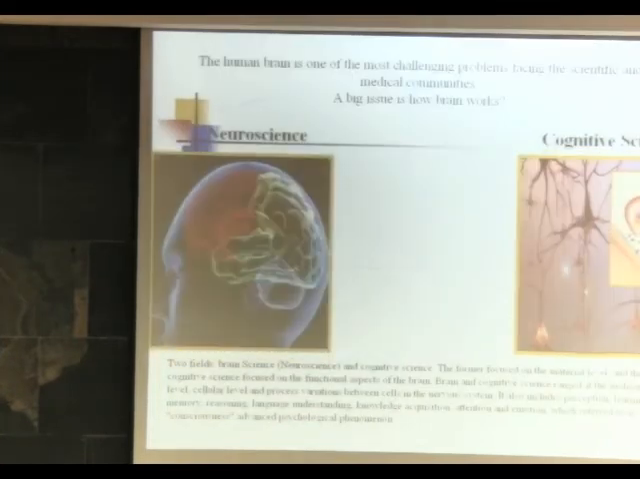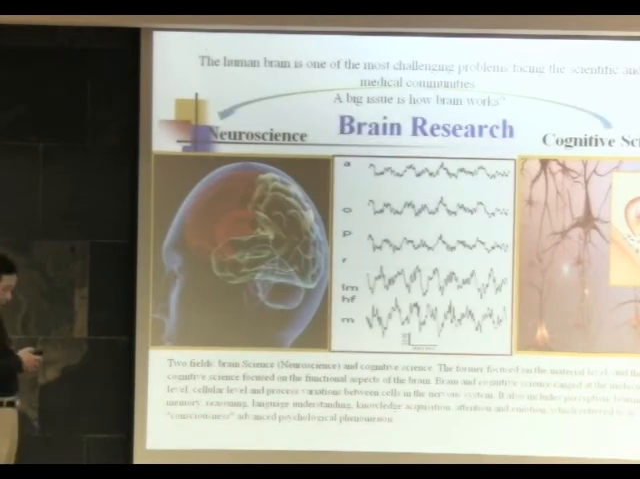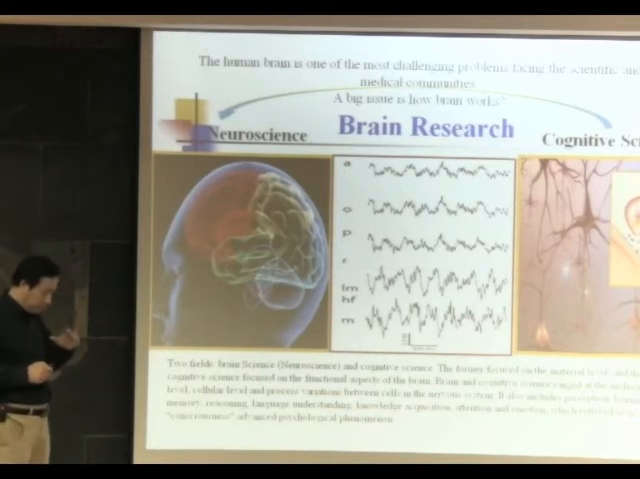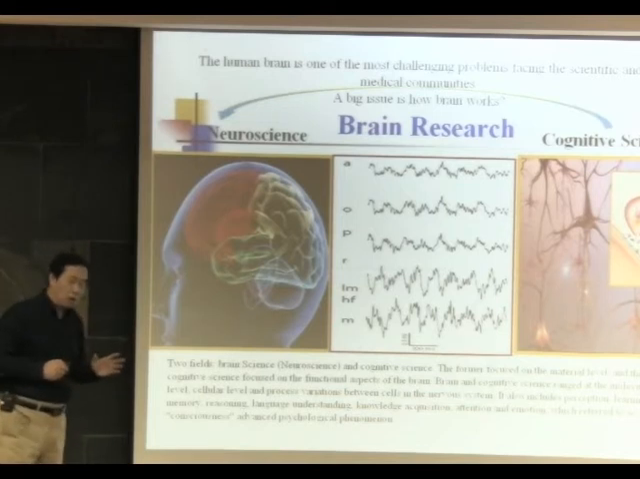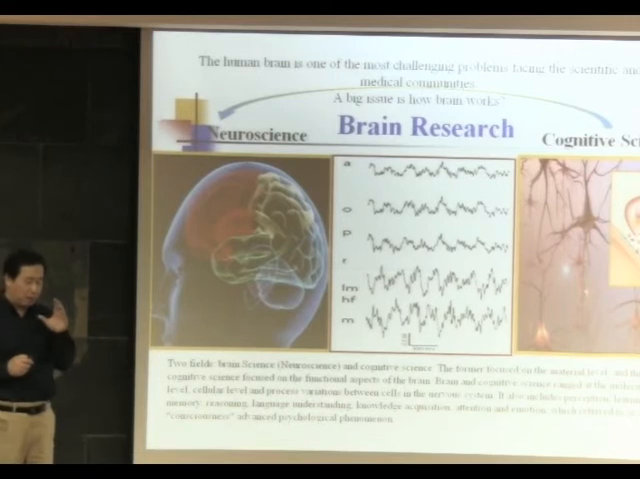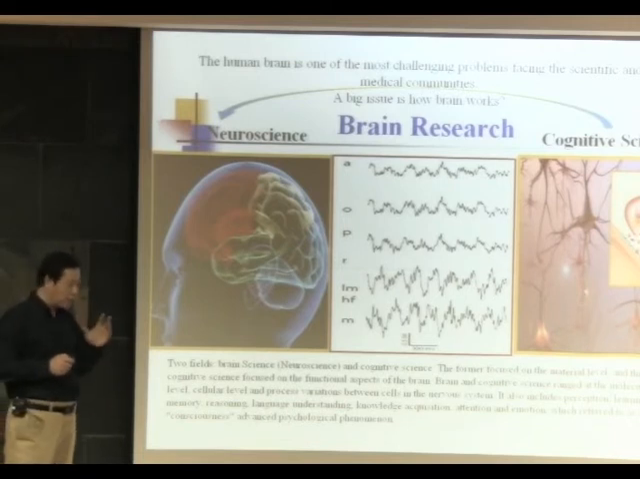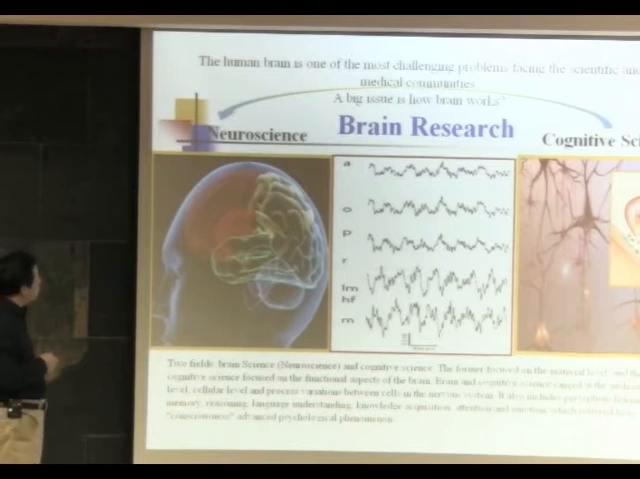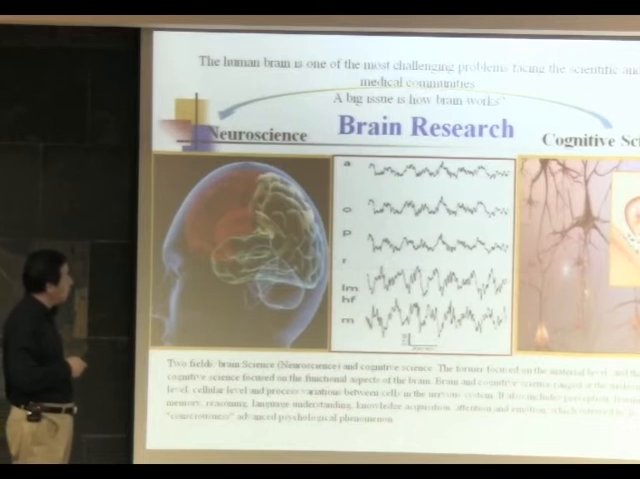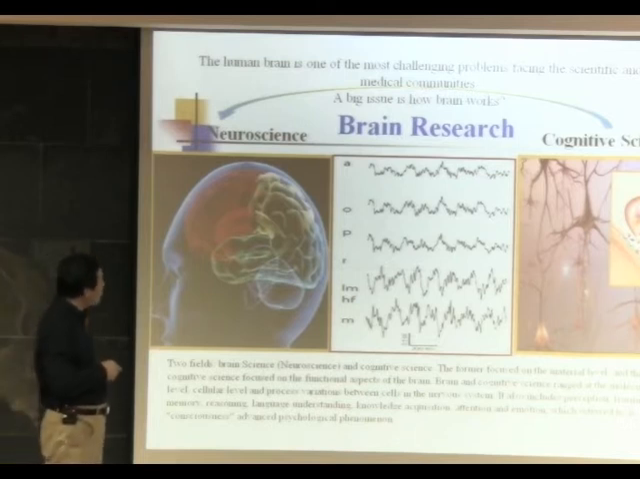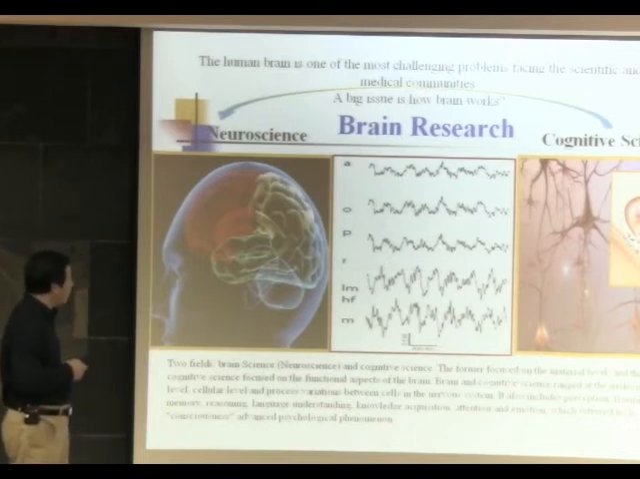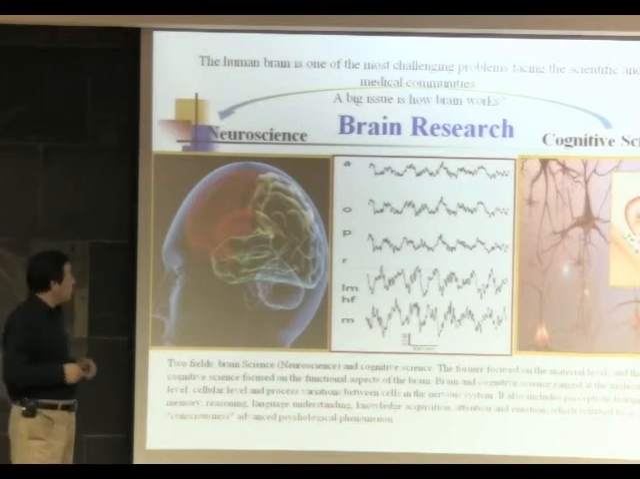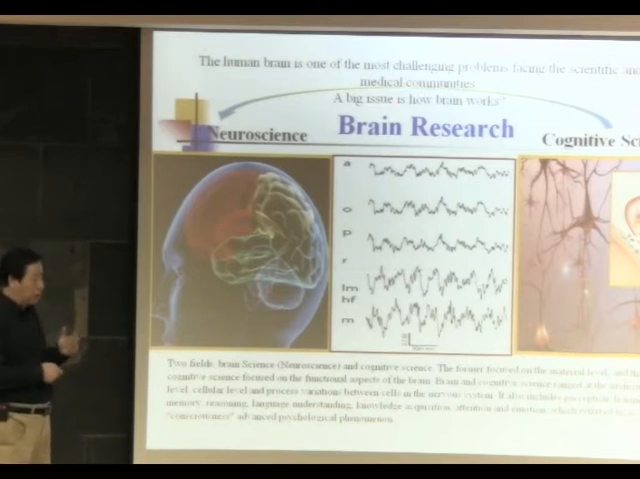Before we talk about neural oscillation and synaptic plasticity, I have to say the human brain is one of the most challenging problems facing scientists and the medical communities. A big issue is how the brain works.